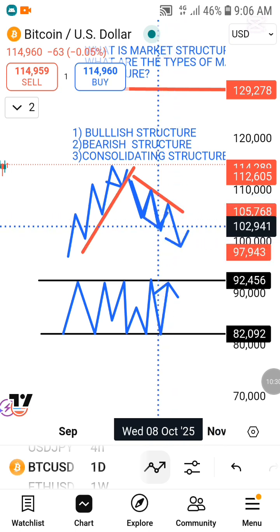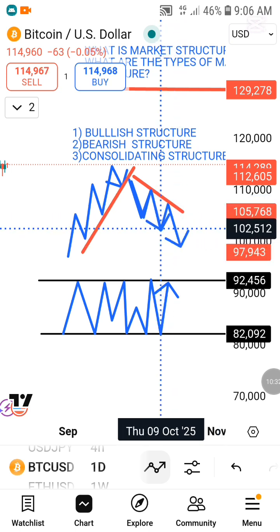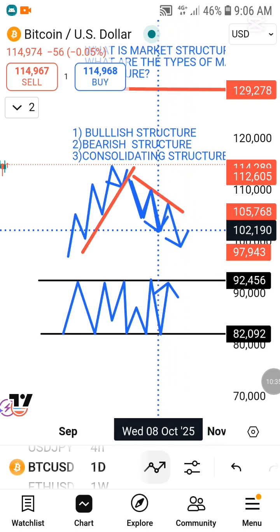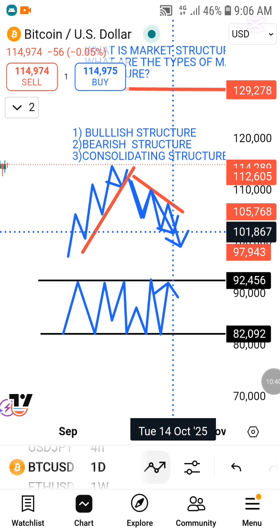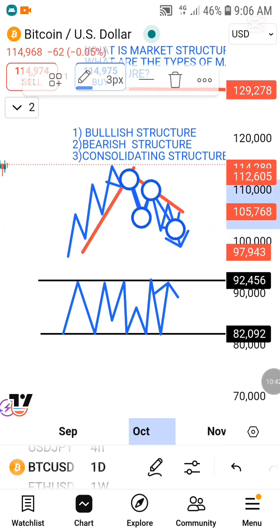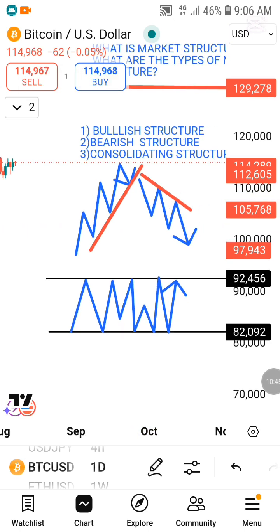Where this market left from is going to be your take profit. You mark a horizontal line on where this market left. It becomes your exit point or your take profit. Do you get that? So now I'll take you to a consolidating market.